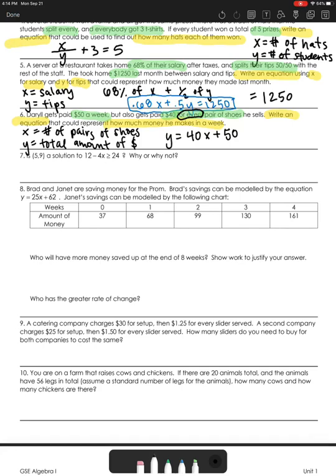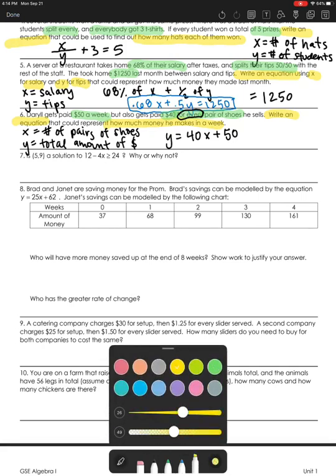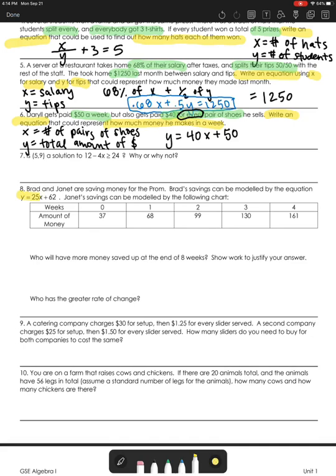So this one says, Brad and Janet are saving money for the prom. Brad's savings can be modeled by the equation, I'm going to highlight, y equals 25x plus 62. Janet's savings can be modeled by the following chart. And then we see the number of weeks and the amount of money she saved each week. Okay, so then there are questions.